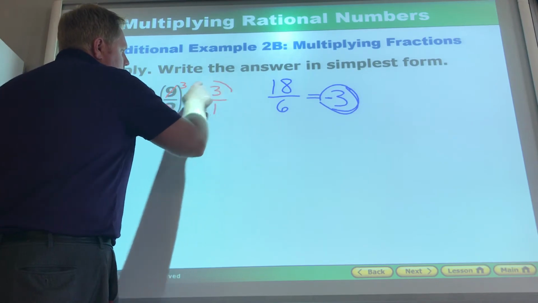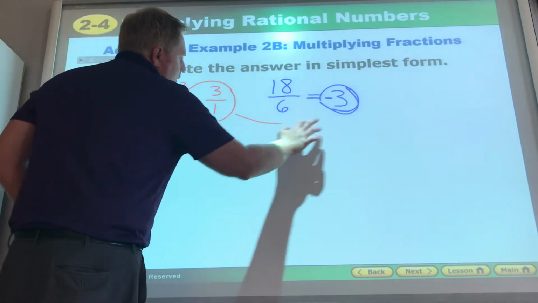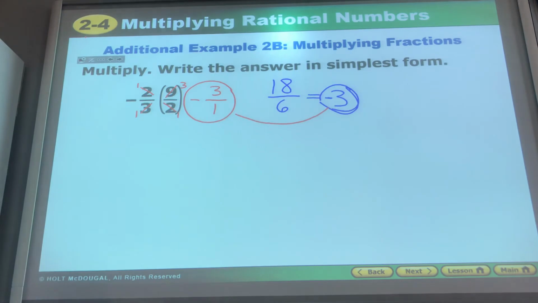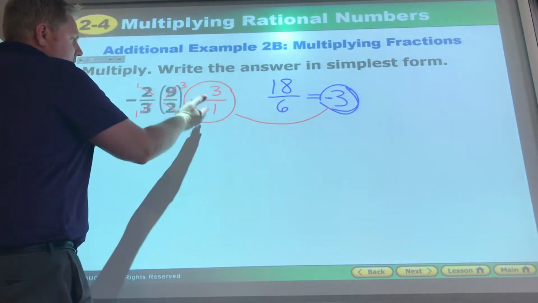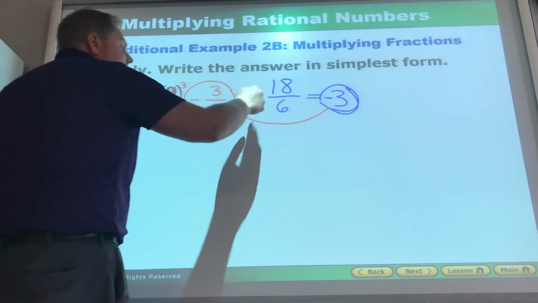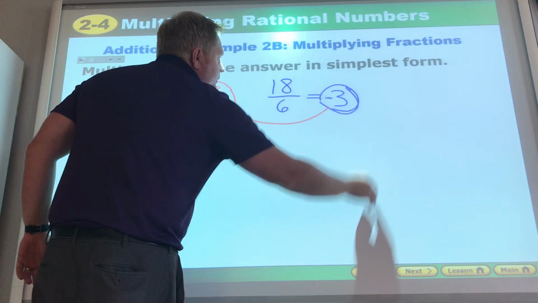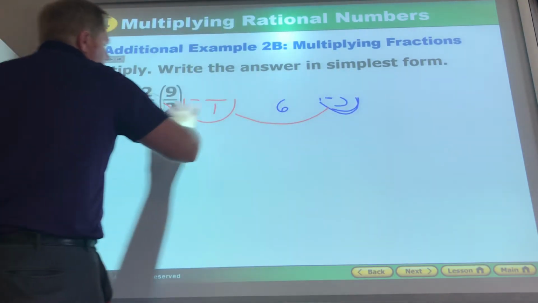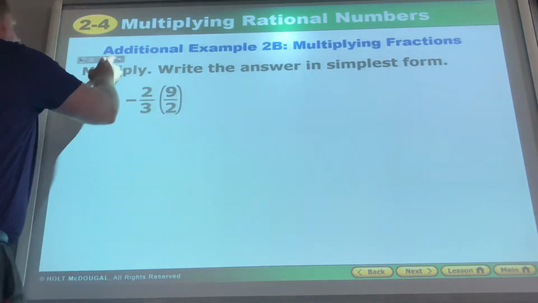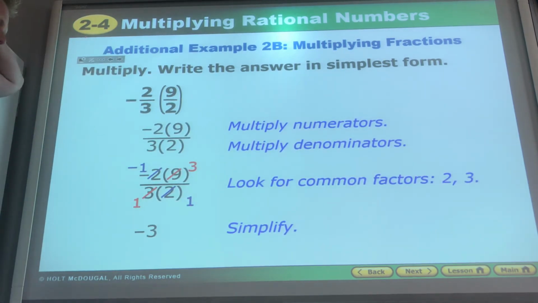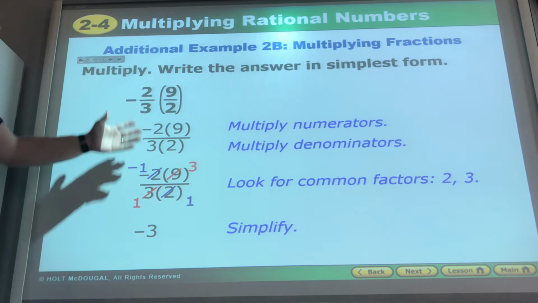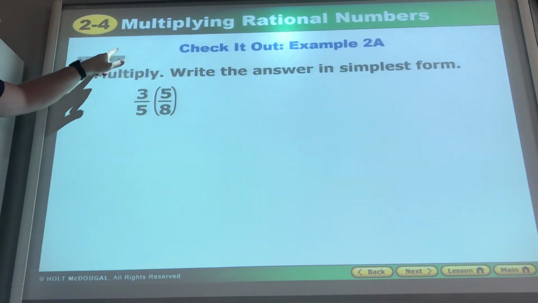Oh. Aren't these the same things? We can reduce before, like the red, or we can multiply and then reduce after, like the blue. Your choice, but do it correctly. Okay. All right. -3 is our answer. You see their work. They reduced beforehand.